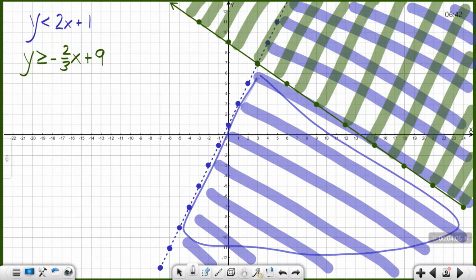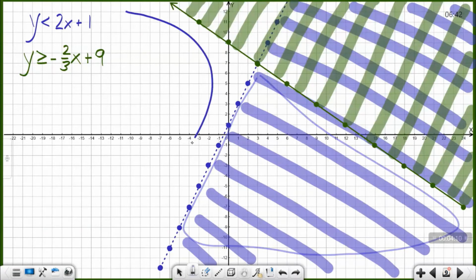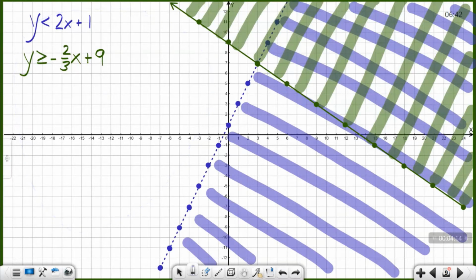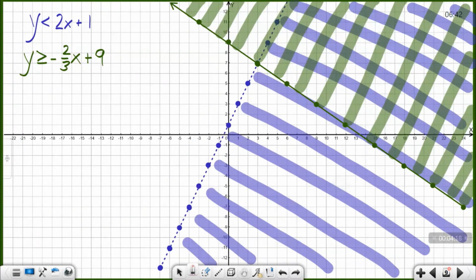This is my solution for everything to the blue inequality. All right, I've got this section over here that has no shading whatsoever, which represents no solutions to either of the inequalities. And I've got my final section that I want to focus on, and that is this section right here. This section is where both of my shading regions overlap. This is going to be my final solution region.